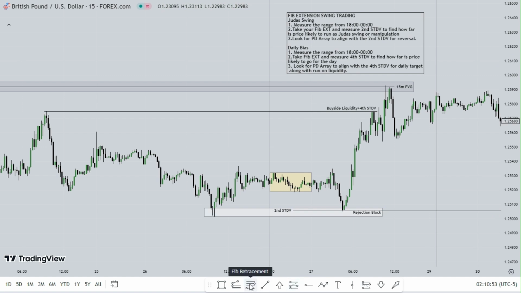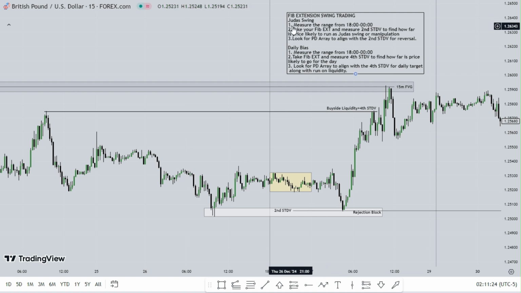On my next example, we're going to be using a Fibonacci retracement. In this case, I have steps here that we need to follow to find a very suitable and convenient daily game plan for the day. So firstly, as I've written here, fib extension, swing trading, Judah swing. The first thing you need to find is the Judah swing.